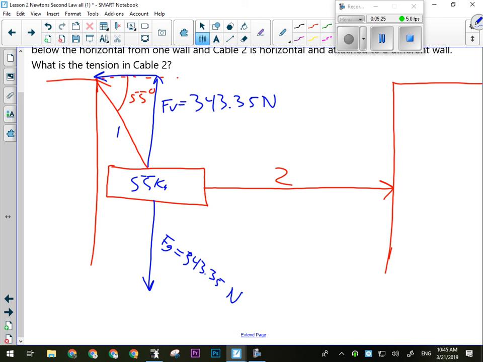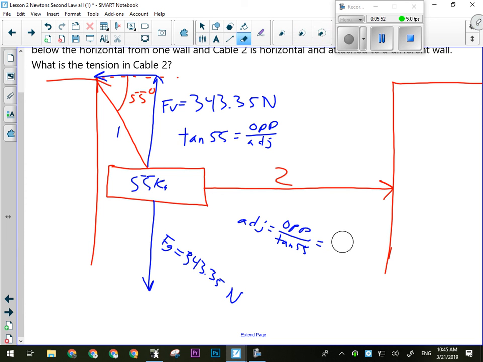So I'm going to calculate this side using tan. I've got the opposite side of the 55-degree angle, and I'm looking for the adjacent one. So I'm going to go the tan of 55 equals opposite over adjacent. I'm looking for the adjacent side, so adjacent will be equal to the opposite side divided by the tan of 55. So 343.35 divided by whatever the tan of 55 is.